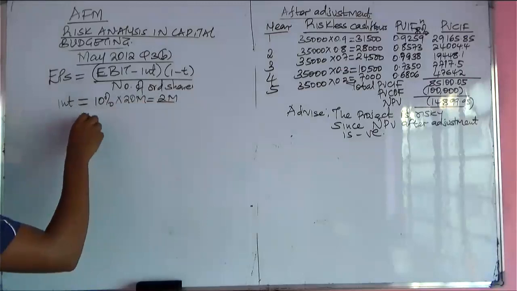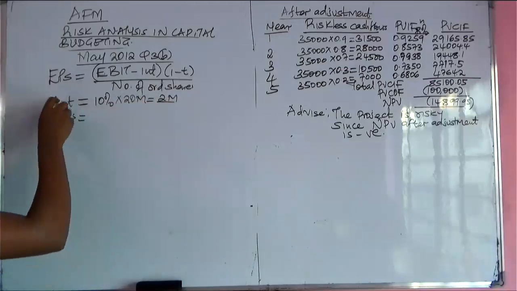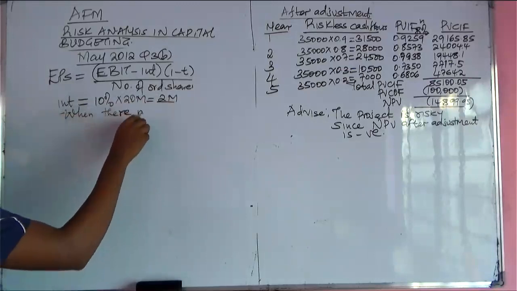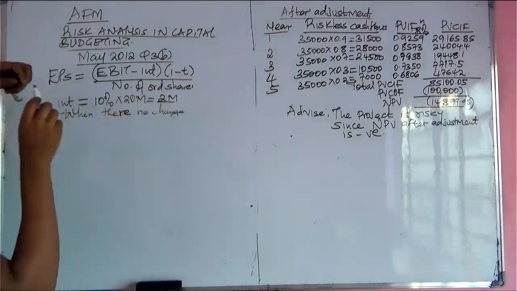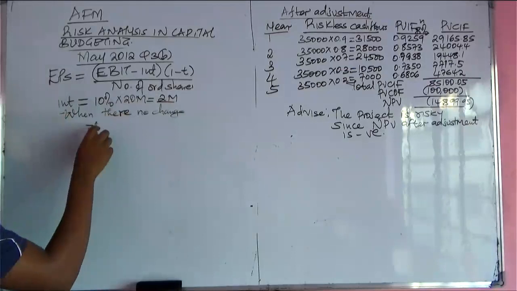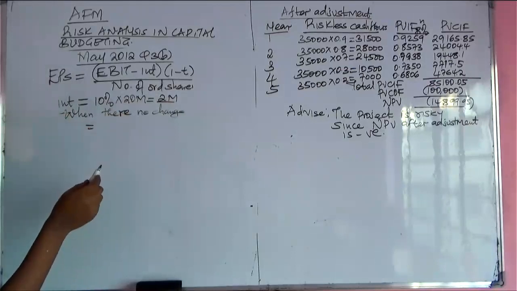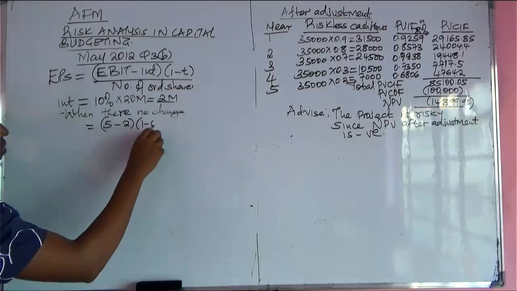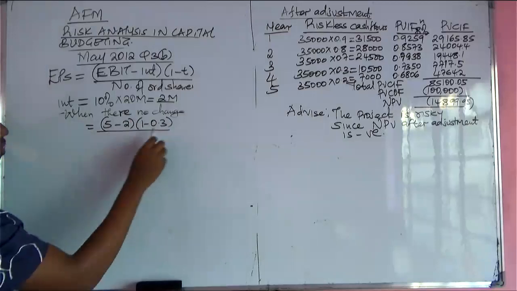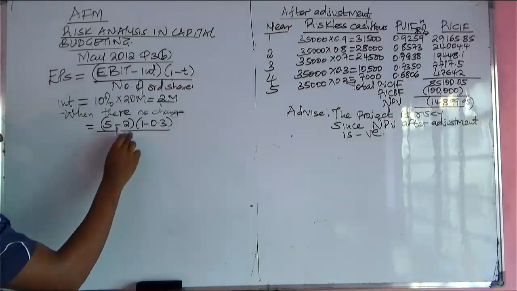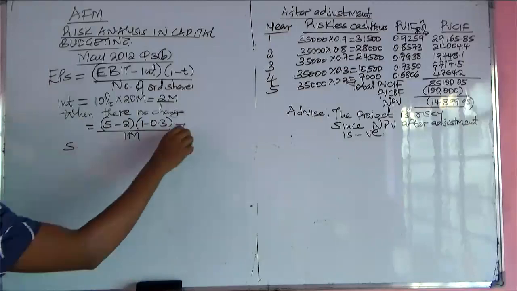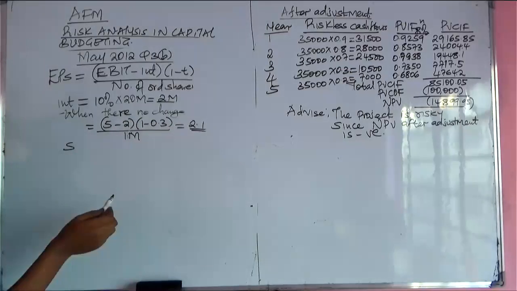So to get the earning per share when there is no change, we take earnings before depreciation, interest and tax, which is 5 million, minus the interest, times one minus the taxation. Tax we were given as 20%. Then you divide by the number of shares, 1 million. That gives 2.1.